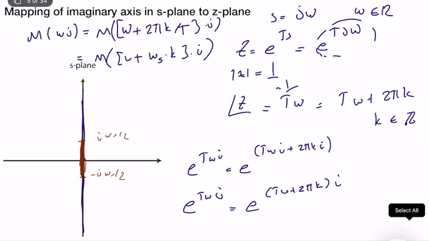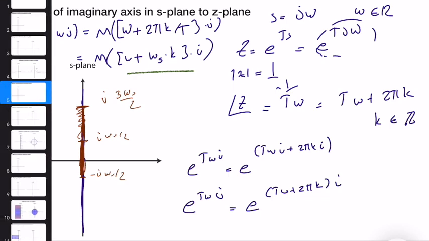Okay, as you can see, because of this repetition, one interval of sampling frequency is equal to the other interval of sampling frequency. So let's change the color again and look at this part. Here this is equal to j 3 omega divided by 2. If you look at this, the mapping of this section is equal to the mapping of this section. Okay, let's analyze in detail.